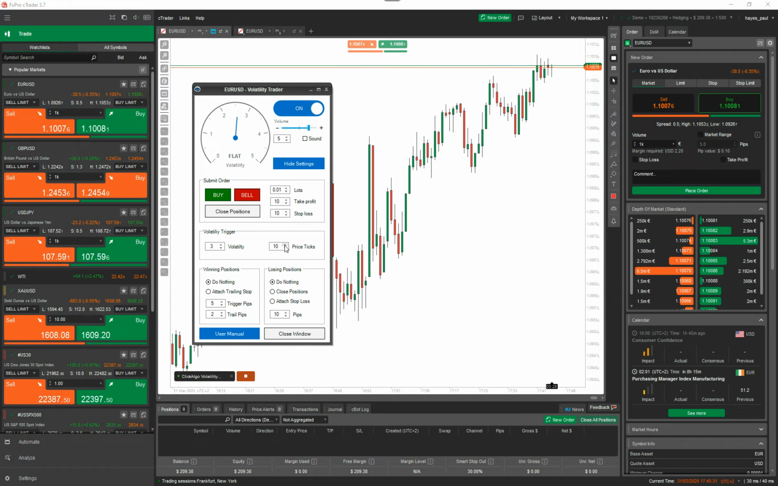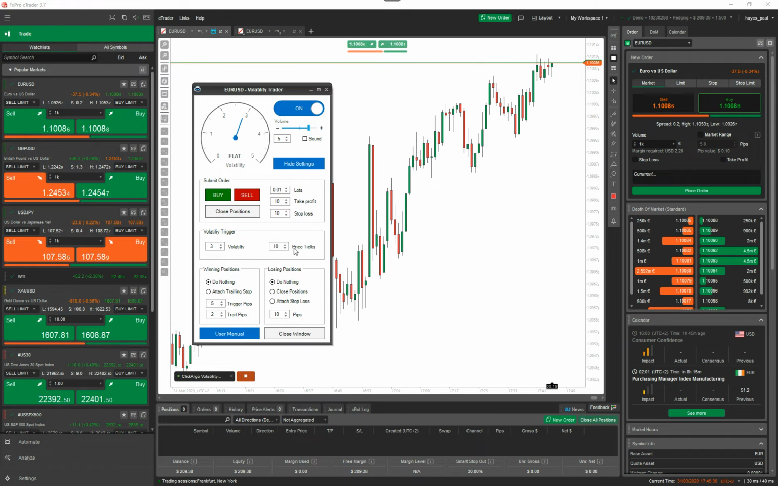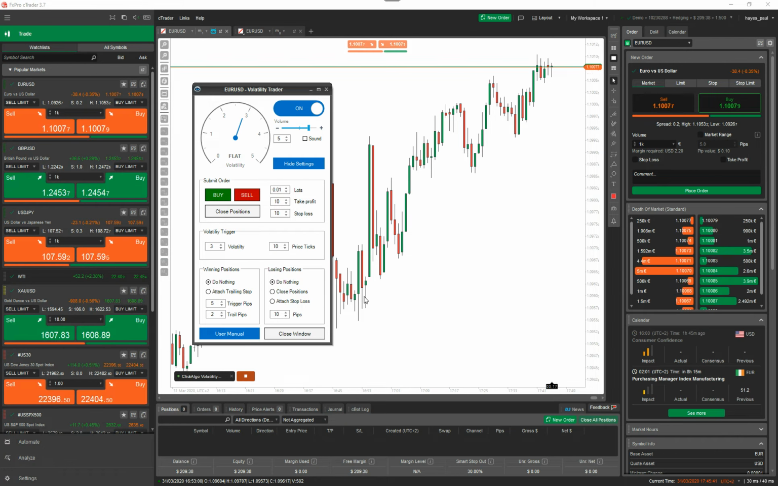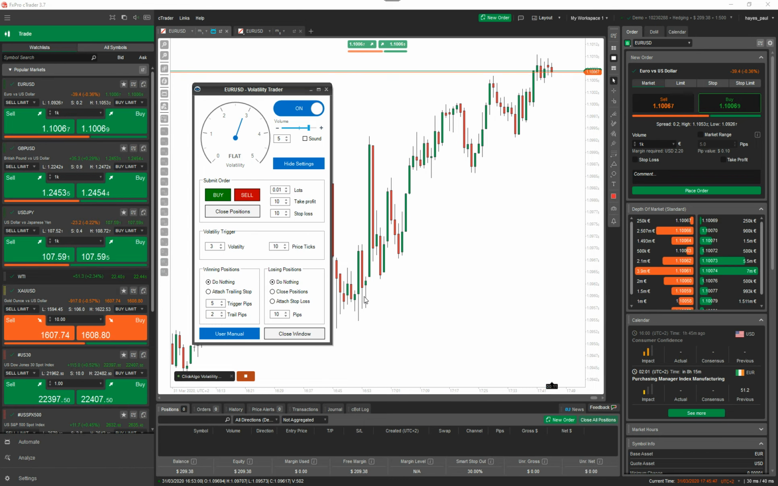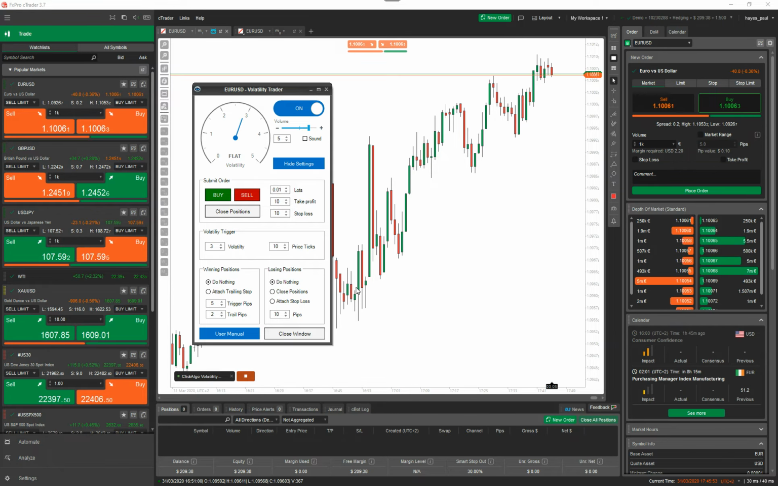Secondly, you've got price ticks. Now price ticks calculates the direction of the volatility. So if it's a bullish one like here, 10 price ticks means there's got to be 10 price ticks that have come in. So each time there's a price change, and each one has to be greater than the previous one because it's 10 for it to be a bullish signal. If each one was less than the previous one, and there was 10 of them, it would be a bearish signal.